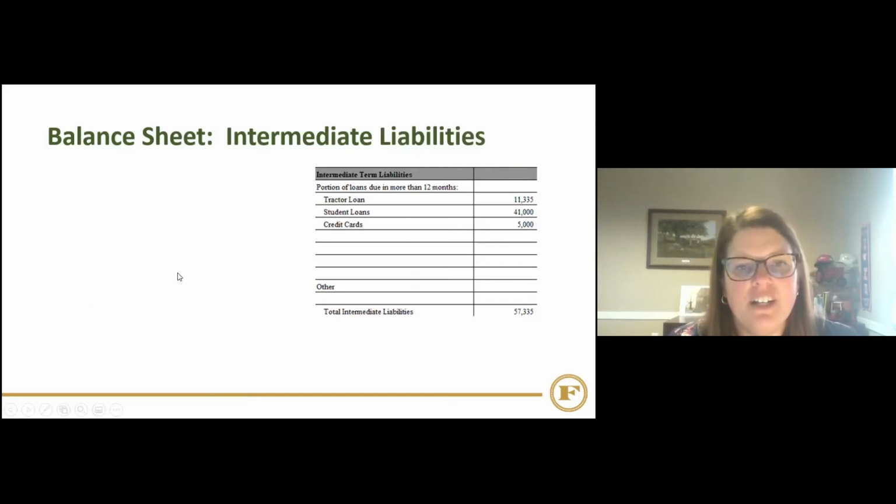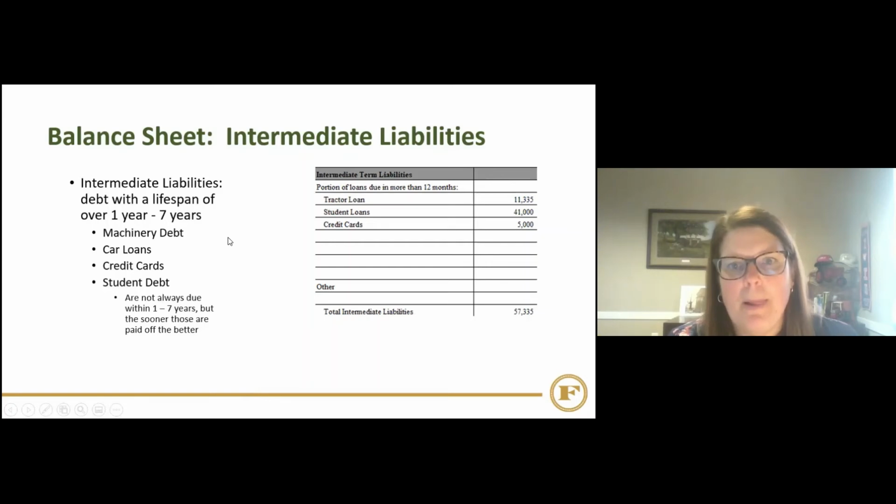So the next section is intermediate liabilities. Much like its counterpart on the asset side, intermediate liabilities are debts with a lifespan of 1 to 7 years. Common items in this section are machinery debts, car loans, credit cards, and student debt. If you notice, many of these loans had the asset purchase listed in the intermediate asset section to the left of the intermediate debt section. So in other words, when you buy that new tractor and you get a loan for that tractor, you have the principal amount owed on that loan for the tractor on the right, and you have the value of the entire tractor itself goes on the left.